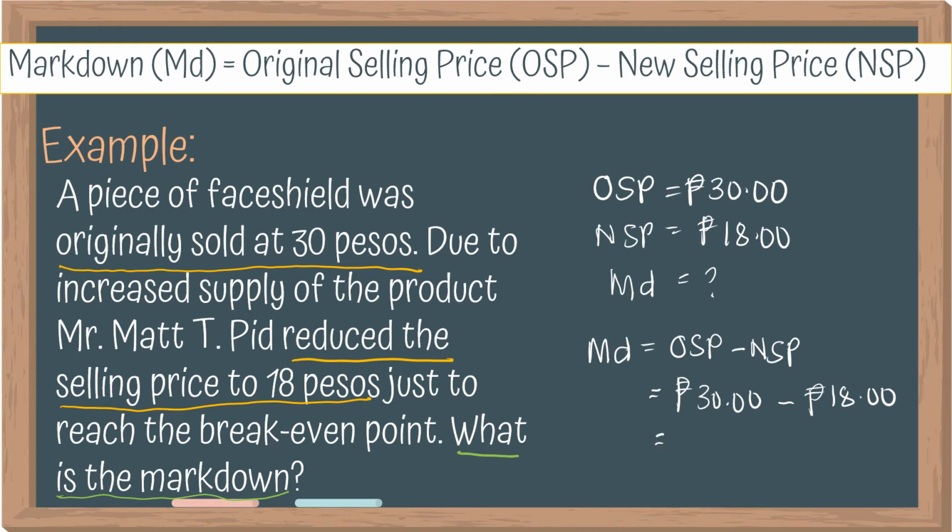Solving this further, we will have 30 pesos minus 18 pesos, and that will give us 12 pesos. Therefore, the markdown is 12 pesos. This now will be our final answer.